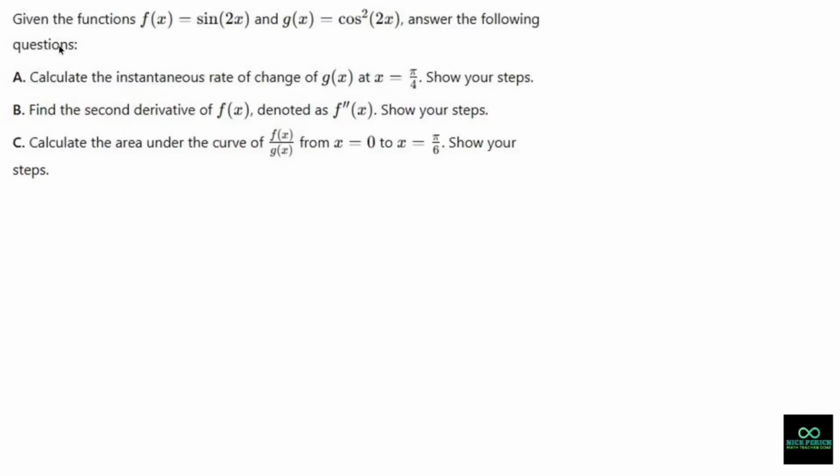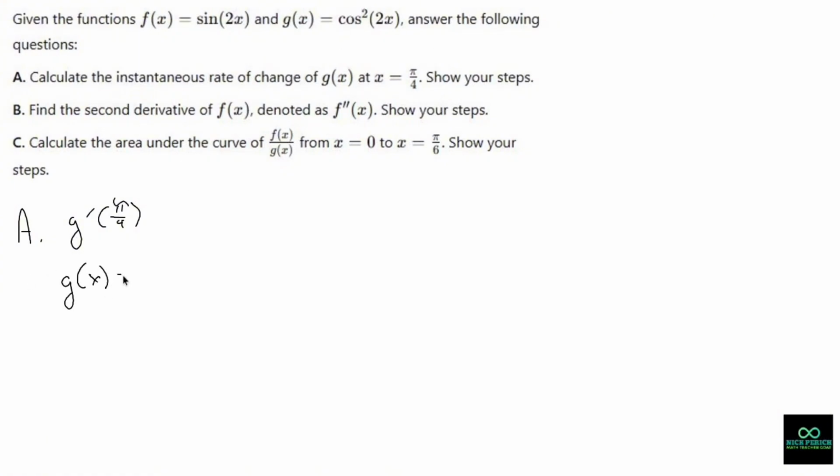All right, my brothers and sisters, we're finally at the end. Problem 6. Given the functions f of x equals sine 2x and g of x equals cos squared 2x, answer the following questions. All right, calculate the instantaneous rate of change of g at x equals pi over 4. Show your steps. Instantaneous rate of change means the derivative at a point. So what I need to do is find the derivative of g, and then once I do, plug in pi over 4. Now g is cos squared 2x.